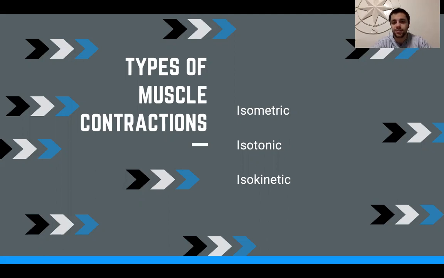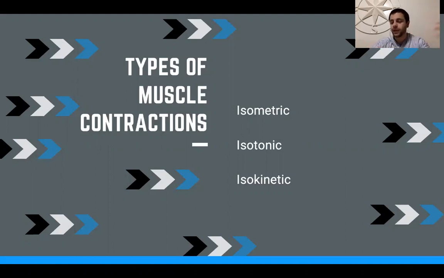So the first one is isometric muscle contraction. Isometric means that you're performing a muscle contraction, but there's no change in the length of the muscle. And therefore, you're not producing any joint movement, you're not moving anywhere. So your muscle's working, but you're not moving.